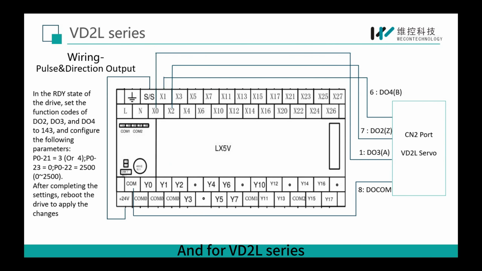And for the VD2L series, if you want to get Pulse&Direction output signal, please refer to the slides to configure the relevant parameters according to the function of digital output terminals and the number of pulses per revolution. The wiring should be done according to the diagram shown.